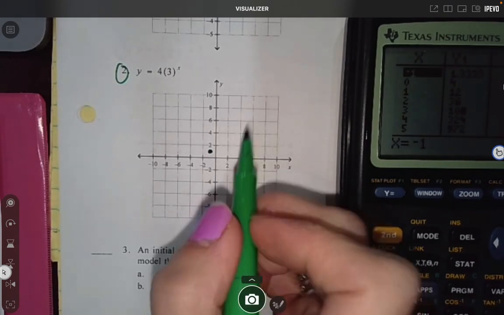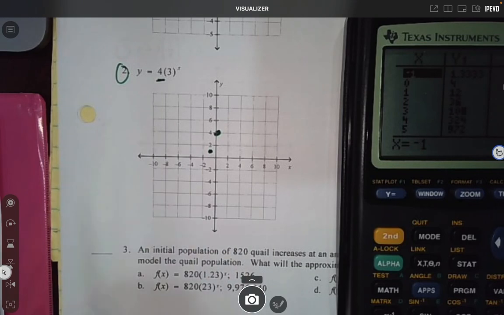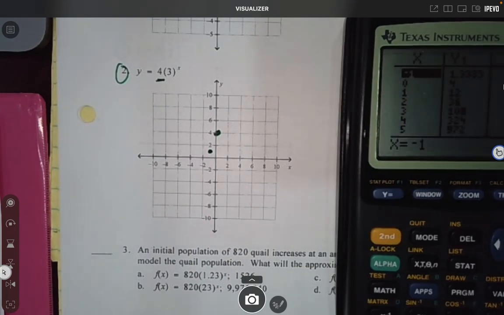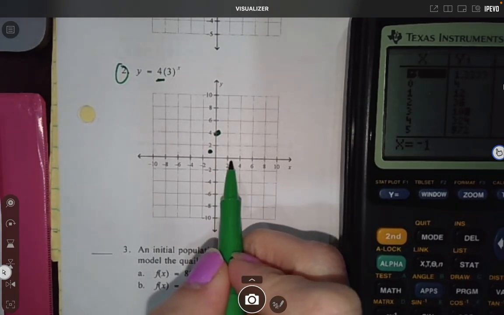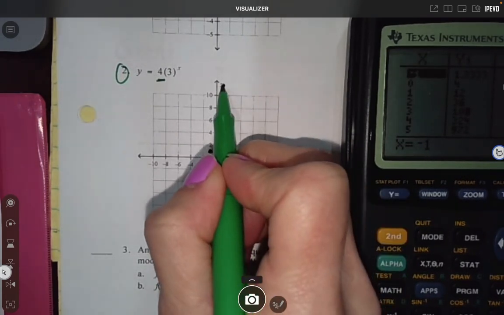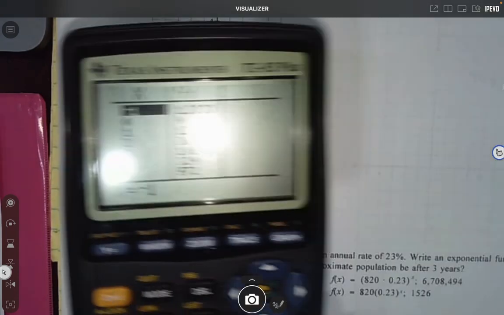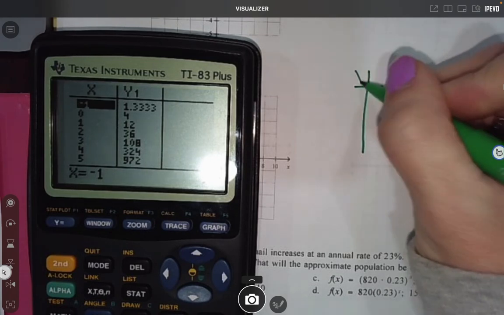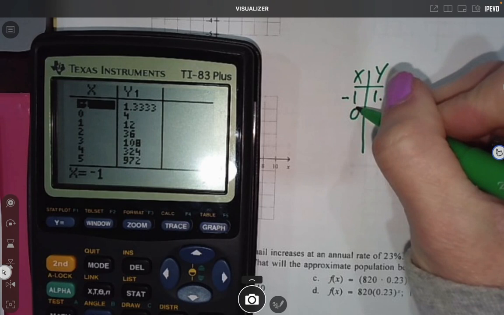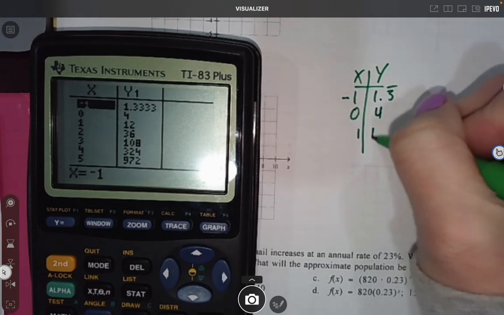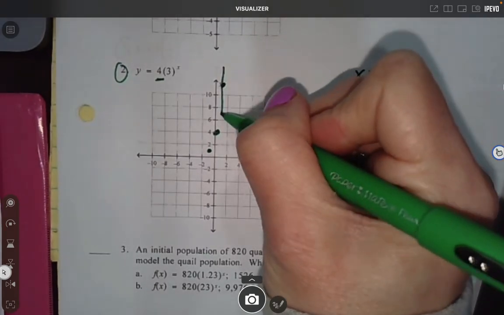0, 4, that one's not bad. Over 0, up 4. I knew it was going to be at 4 because of that number right there. 1, 12. So I'm going to go over 1 and up 12. If you're not sure about where you put your points, y'all, you can always draw your little table like this. -1, 1.3 repeated. 0, 4, 1, 12. If you put that on there, that'll ensure that I know. That's probably what I'll do.